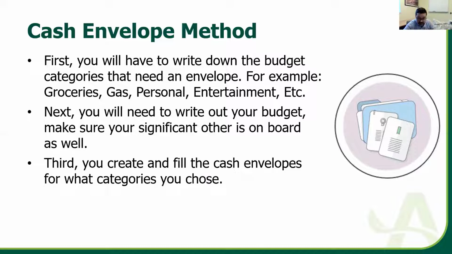And then third step is the easy one. You create and fill the envelopes for what categories you choose, right? So you have all these envelopes laid out. Sometimes this is what I hear to be the most painstaking process because you literally have to go to the bank. You have to get cash out. And sometimes 20s don't work. So you can't go to the ATM, so you have to go inside.